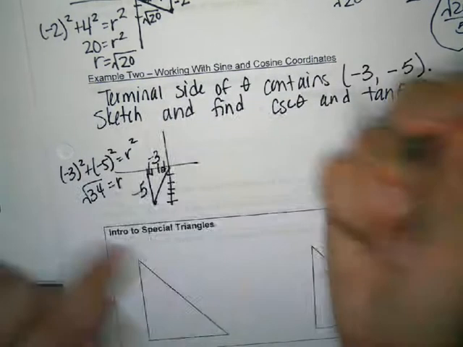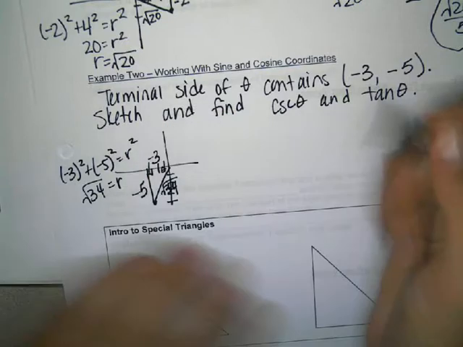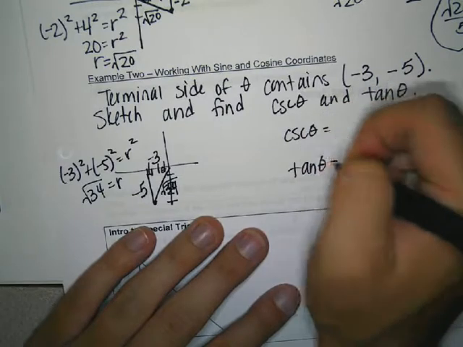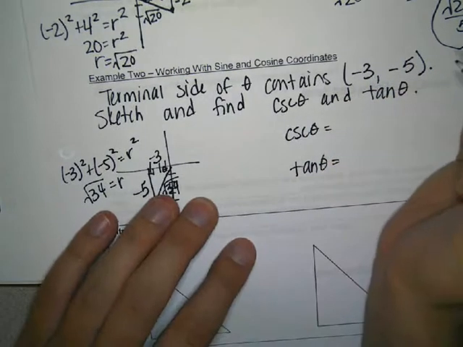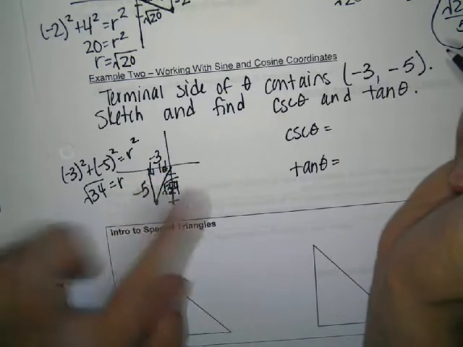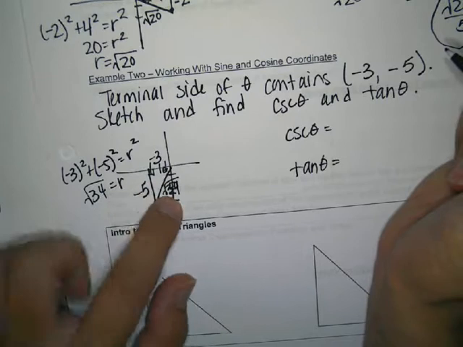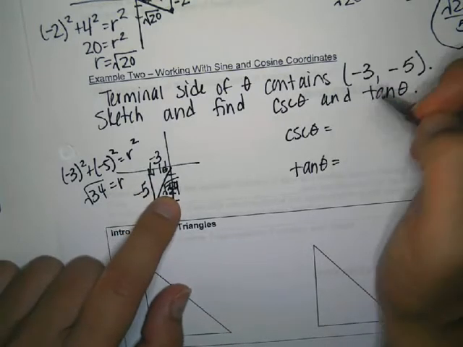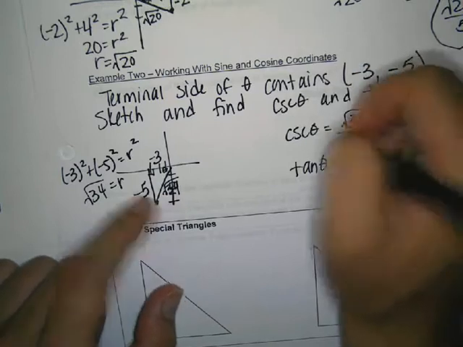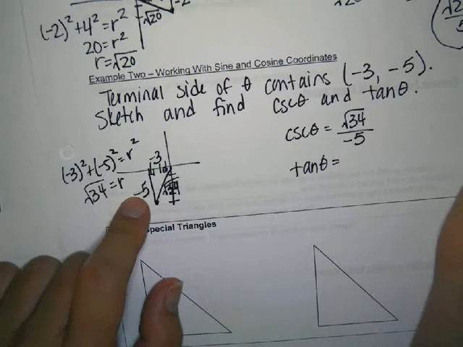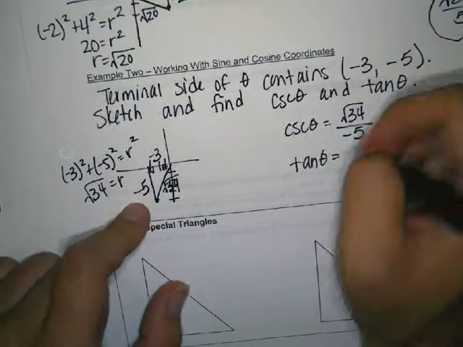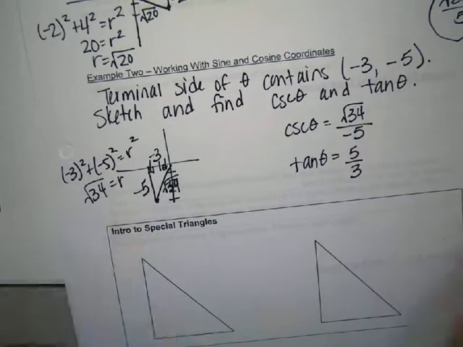So r is the square root of 34. Okay, cosecant and tangent. Cosecant is the reciprocal of sine. So if sine is opposite over hypotenuse, then cosecant's the reciprocal of that. So it'll be hypotenuse, so square root of 34 over your opposite side. And then tangent is going to be opposite over adjacent. And that's what you would have.